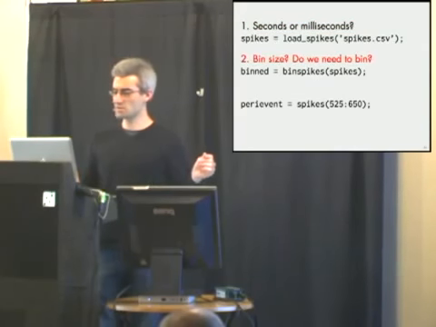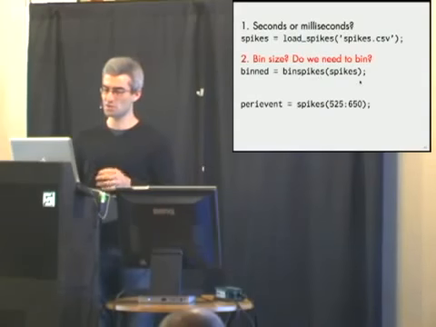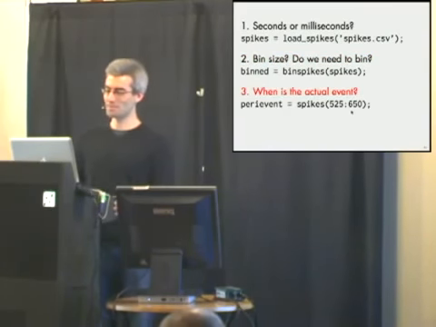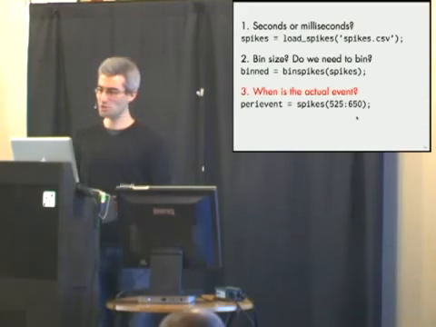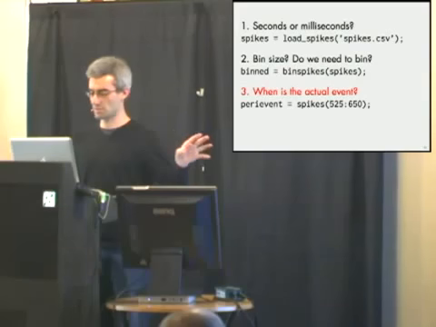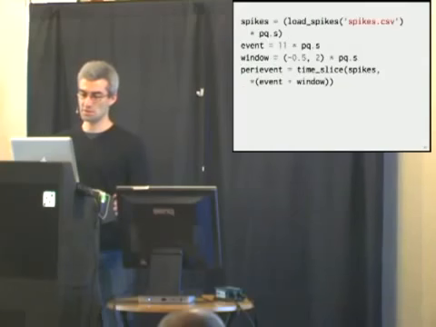We don't know the size of our bins when we bin these spikes unless we go into this bin spikes function and figure it out. And even if we're okay with these magic indices, we don't know when the actual event occurred within this peri-event epoch. So I wrote my own little code to do this using quantities.